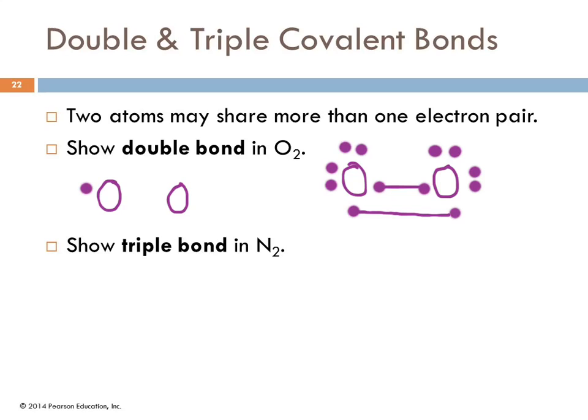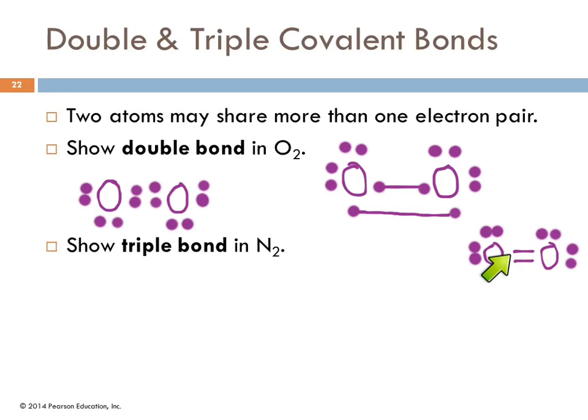So if we were going to draw this a little nicer, we might draw it like this. This is called a double bond because we've got 2 electron pairs being shared. I'll take up some space over here. Another way is to show that as 2 lines. And each of these lines is like these dots connected. So this is a perfectly good Lewis structure, and this is a perfectly good Lewis structure.